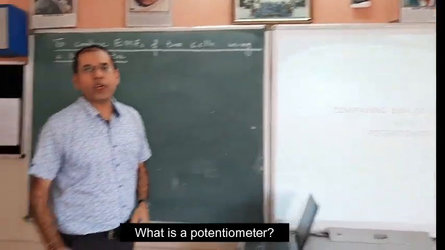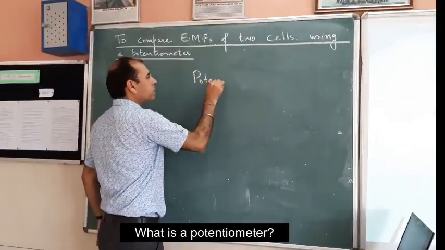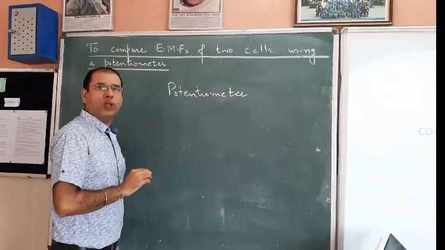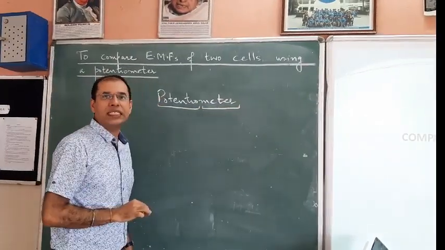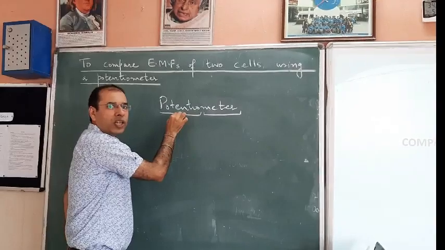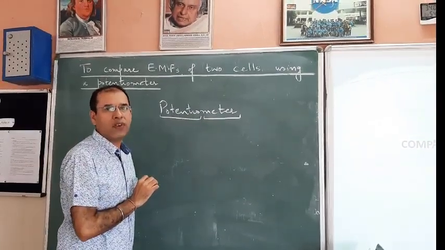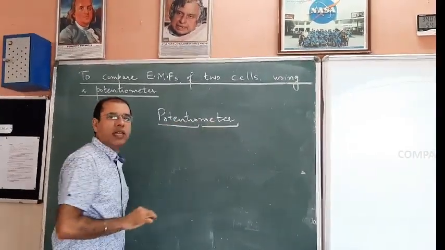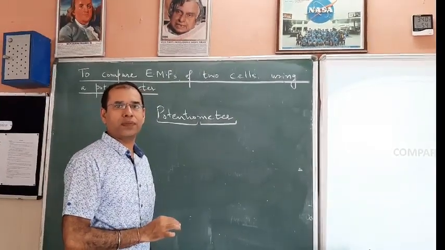Now, what is a potentiometer? The term potentiometer comprises two terms. One is potentio and the other is meter. The term potentio stands for potential difference and the term meter stands for a measuring device. So, in totality, potentiometer stands for a device used to measure potential difference.